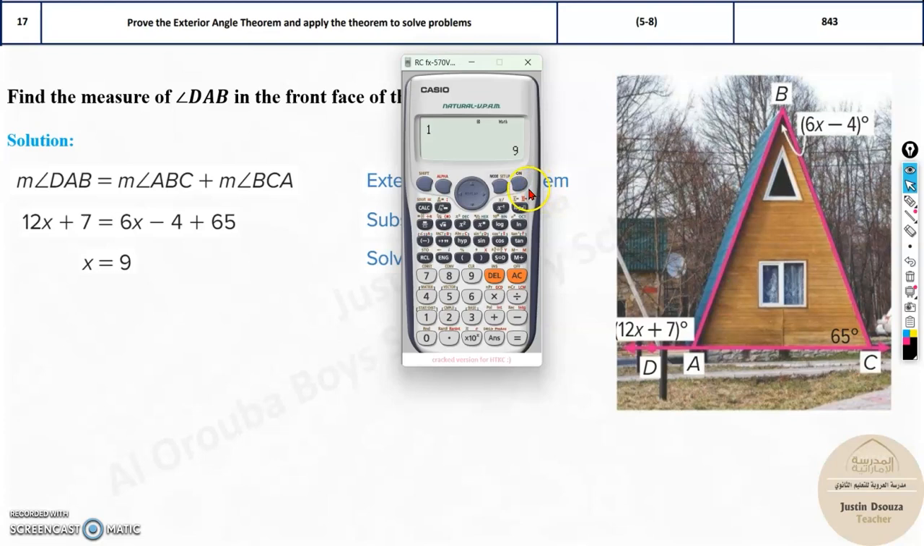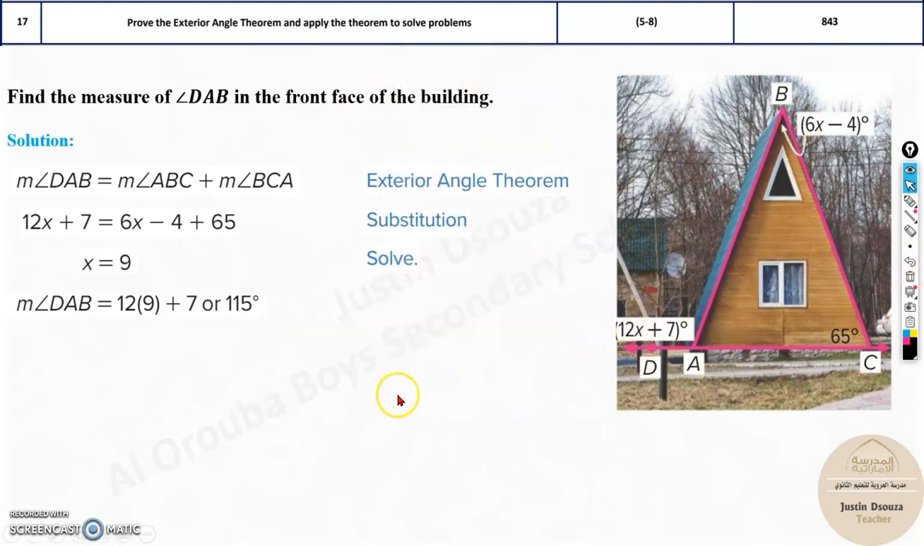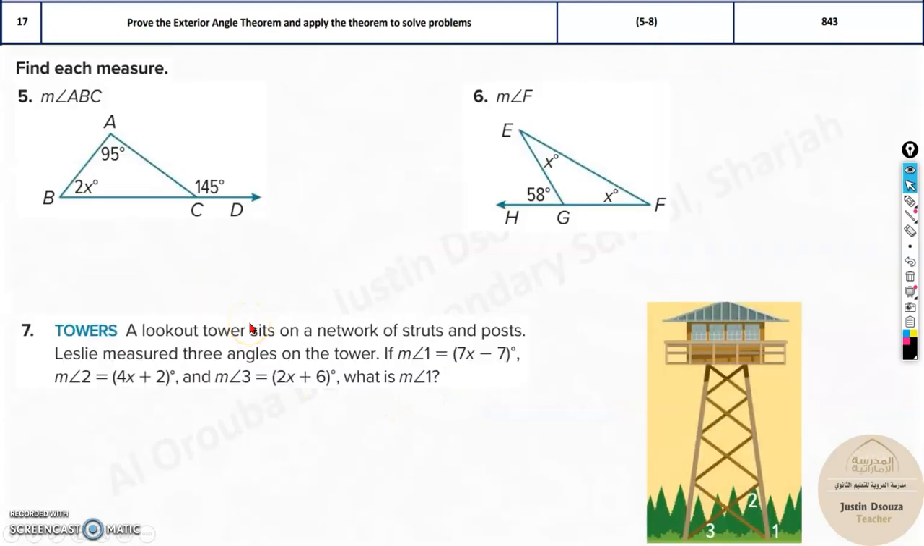You need to substitute this 9 instead of x over here. 12 into 9 plus 7. This will be your final answer. It's 115 degrees. So this exterior angle DAB on the front face of this building is 115 degrees. Similarly, you can easily solve them. Now they have asked you the measure of ABC.